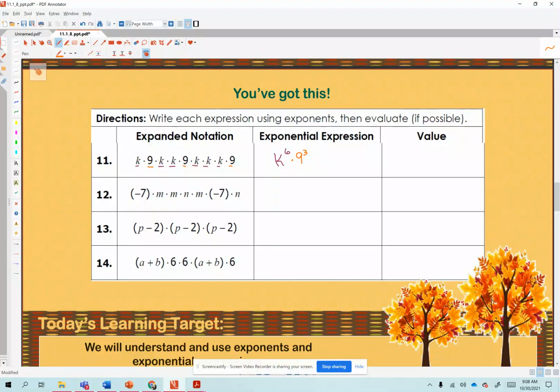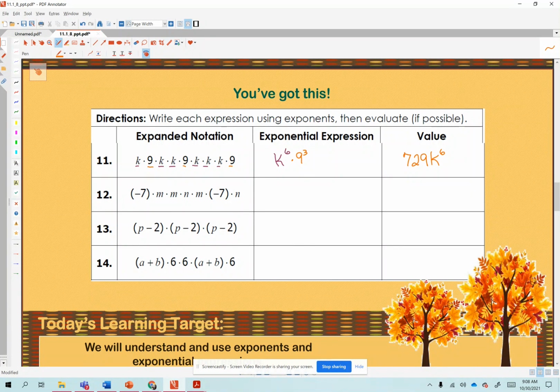And we cannot find the value of K. We don't know what K is supposed to be. However, we can evaluate 9 to the 3rd, and 9 times 9 is 81, and 81 times 9 is 729. And then we simply add that K to the 6th, and that's how we write that.